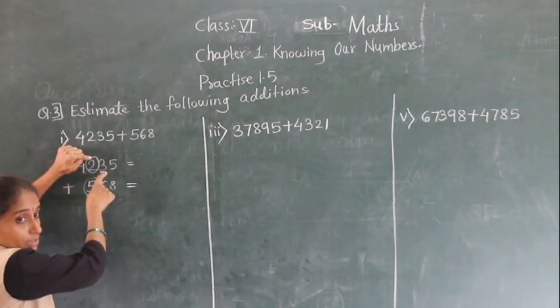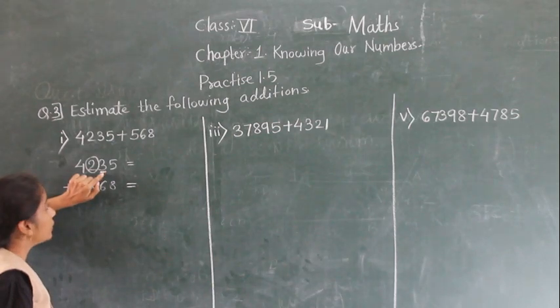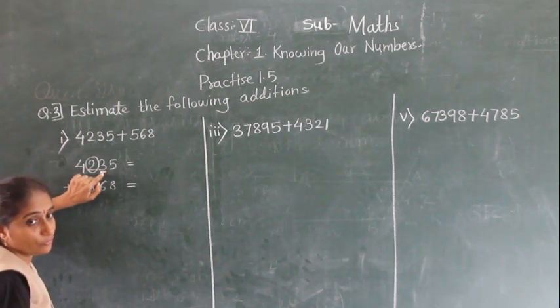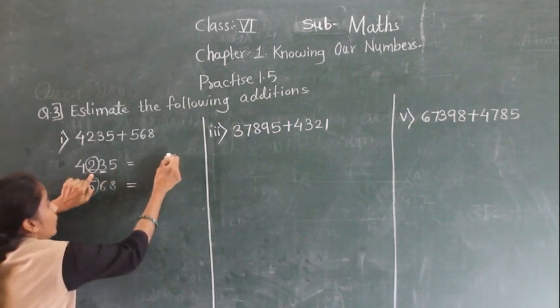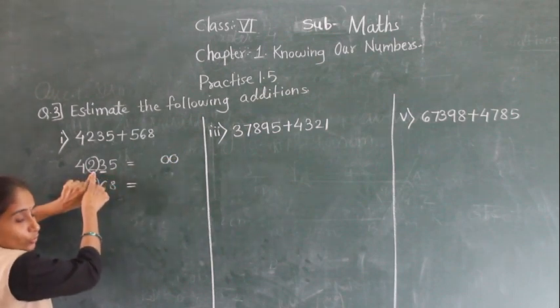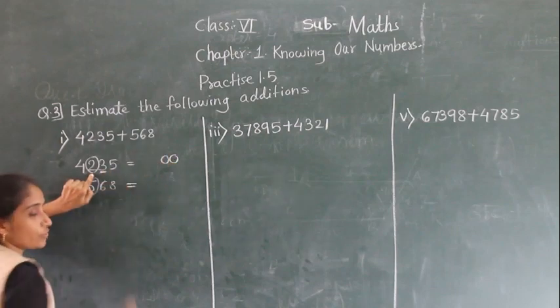See, here this number is less than 5. So, this digit will not change. This digit we are going to round off. After that, how many digits? 2 digits. So, 2 zeros we have given.